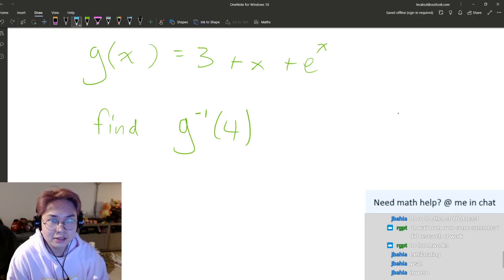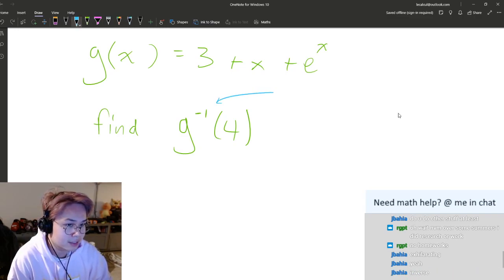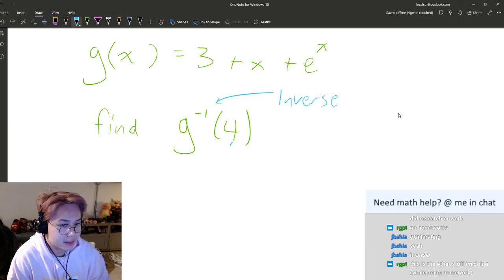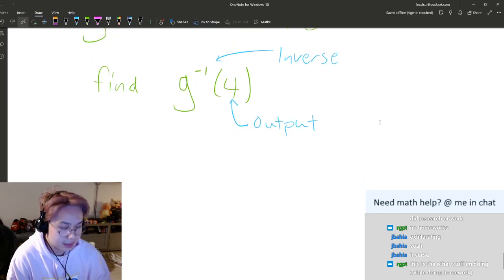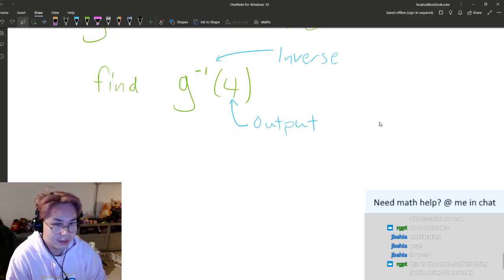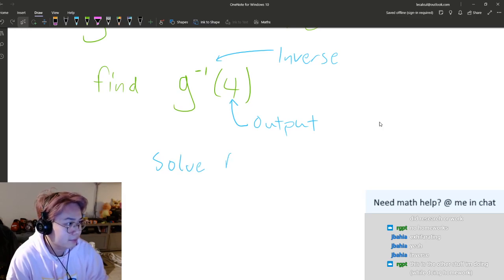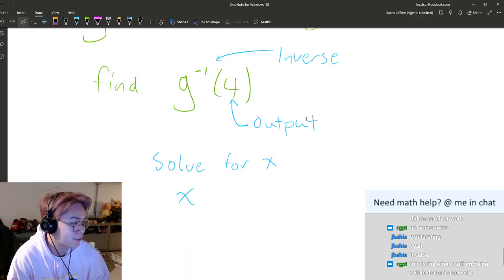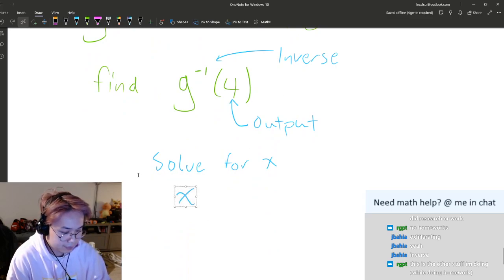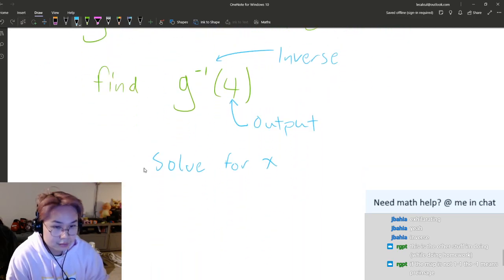Okay, so you need to remember what this little minus 1 means. This is the inverse. In other words, this value is the output of your function. So essentially, what you're trying to do is solve for x. So you're trying to find out what x value, when you plug it in to the original function, gives you a result of 4. So hopefully you got that far.